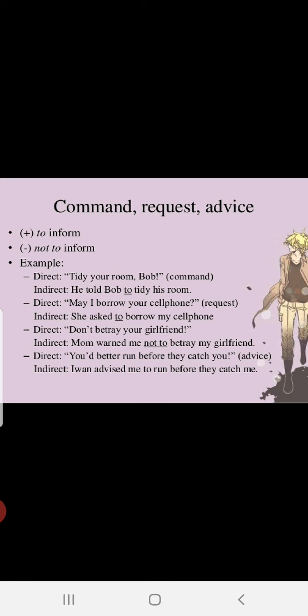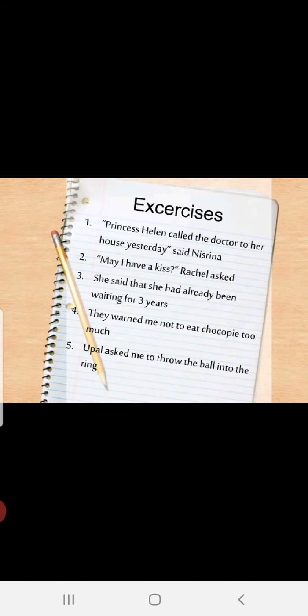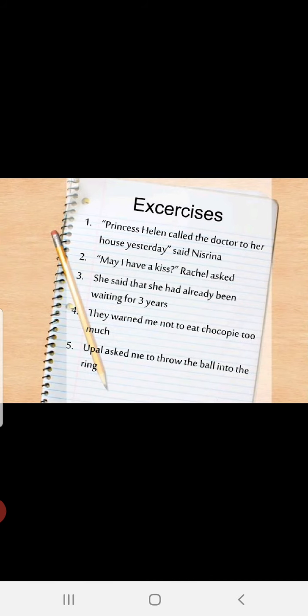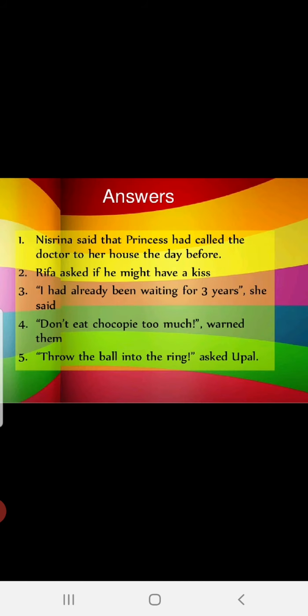Okay. Be very careful when you change a command from direct to indirect, a request from direct to indirect, and also advice. Please follow the examples given carefully. Now, an exercise is given. Please solve this. Now, just make a note of this. Here answers are there for your verification.